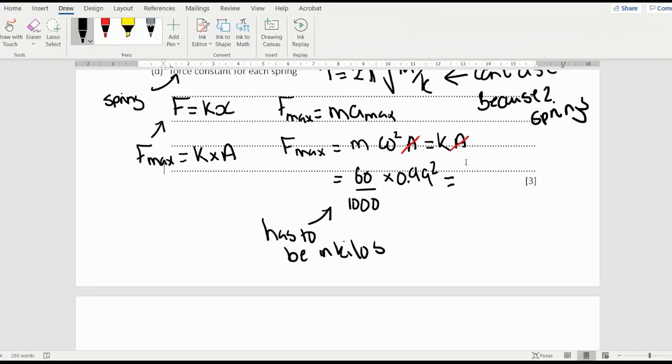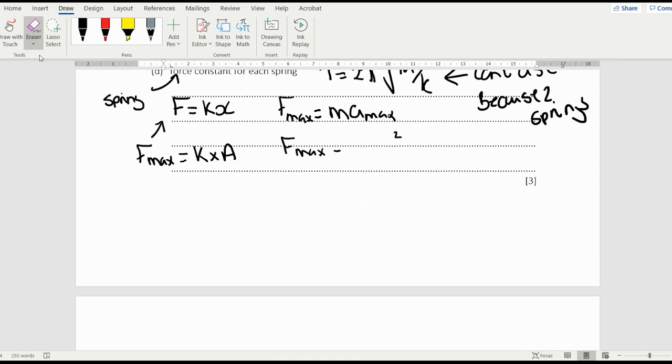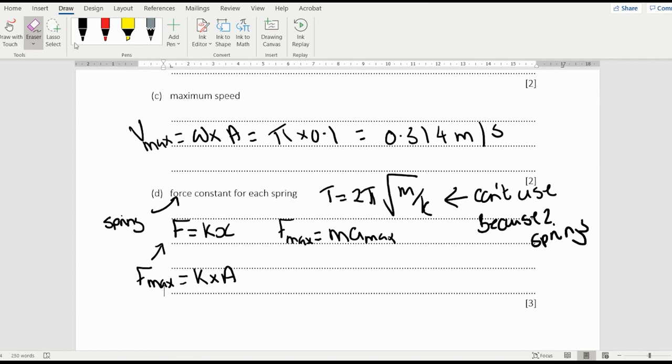Okay, so this question here, I've taken a slightly different route. So I'm just going to rub this out a little bit. And it's actually to do with how I've related the force here. So I know in total, I do apologise, this F max here, the maximum force in my system at any point in time, is 60 over 1,000, so that's in kilograms, sorry, times by 0.99. Okay, so that was the acceleration I got.